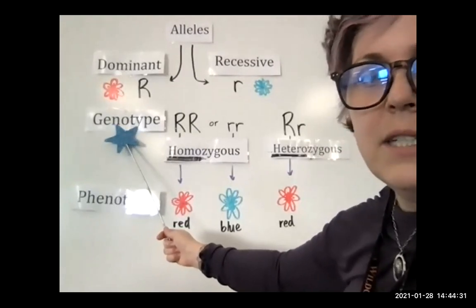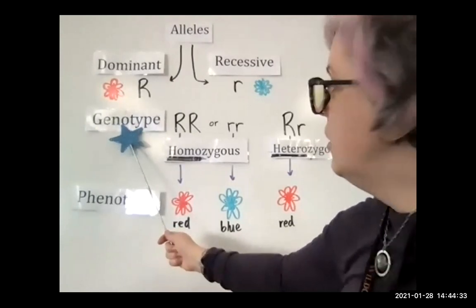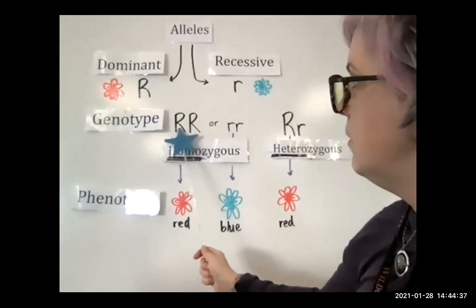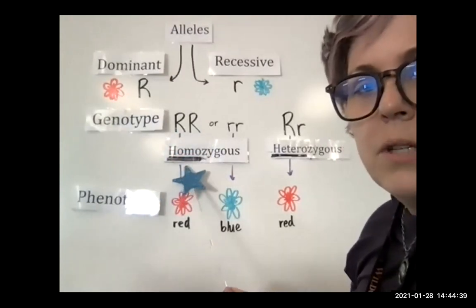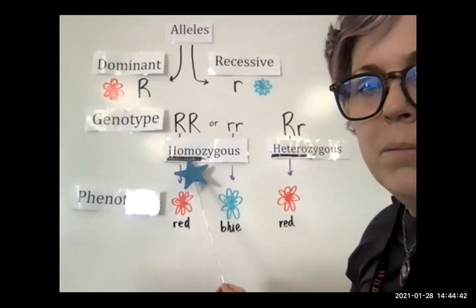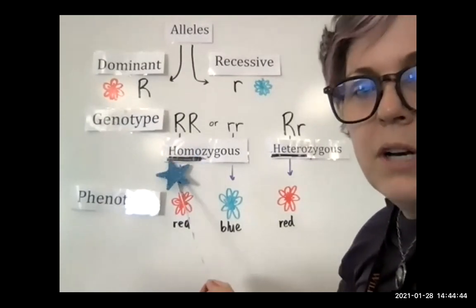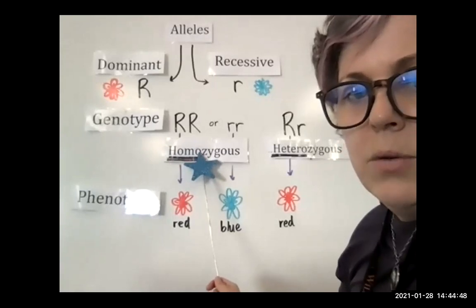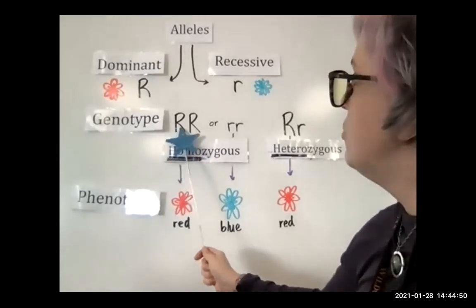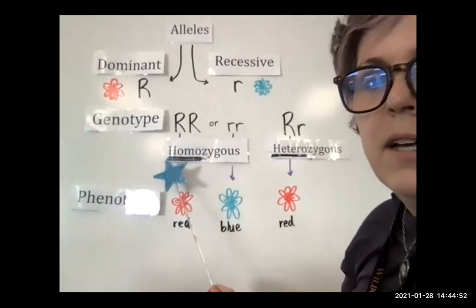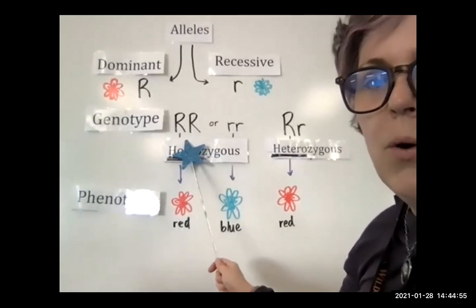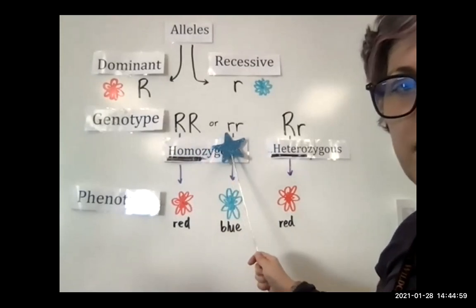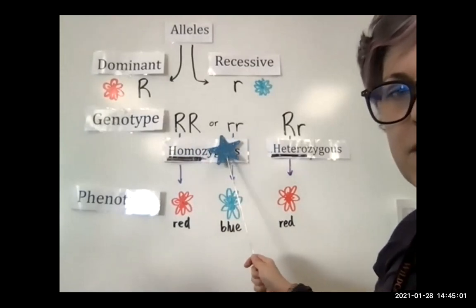So there's 3 different types of genotypes. You can be homozygous dominant and have 2 dominant alleles. So this prefix right here, homo, means same. So whenever you see the prefix homo in front of a word, it means same. So when we're talking about having 2 of the same alleles, homozygous dominant, or you can be homozygous recessive and have 2 of the small recessive alleles.